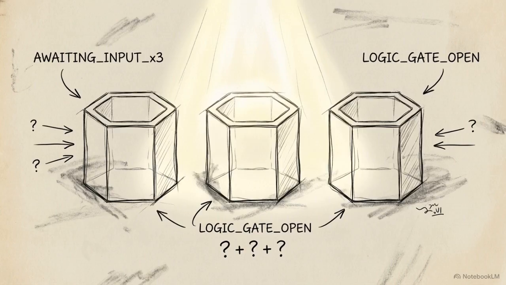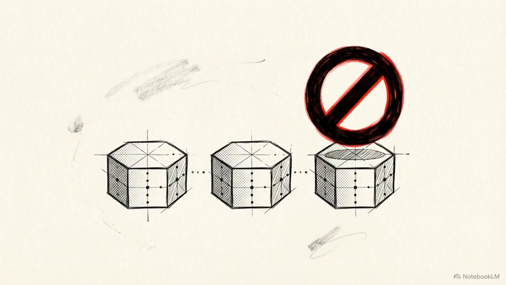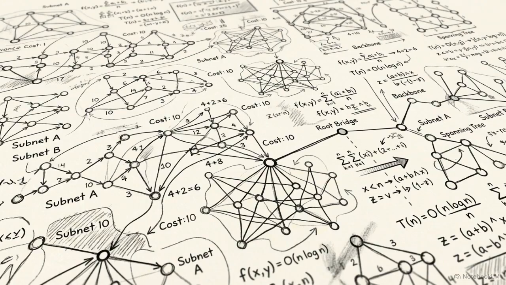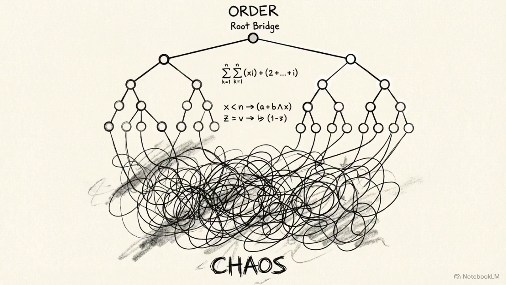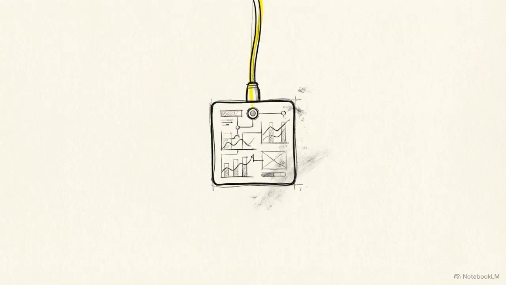STP assigns every interface into one of 3 mutually exclusive categories: the root port, the designated port, or the blocked port. These roles dictate exactly which interfaces are allowed to forward traffic and which must remain disabled. They are the calculated outputs of a decentralized algorithm that forces a cyclic physical network to operate as a safe acyclic logical tree. The algorithm begins with a strict requirement. Every switch that is not the root bridge must select a single definitive upstream path leading back to the root.